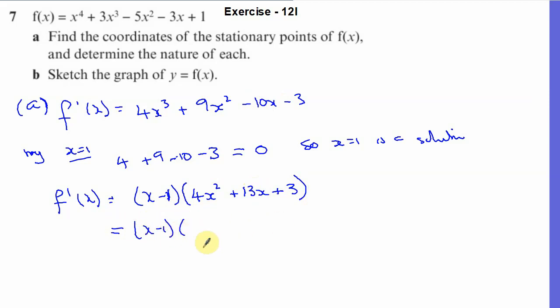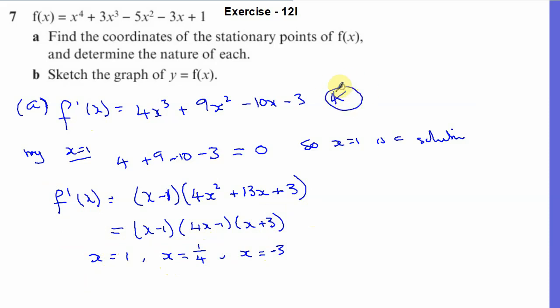So x minus 1, then when I go to factorize this, I am going to get 4x minus 1 and x plus 3. So then my x values for the stationary points are 1, a quarter, and minus 3.